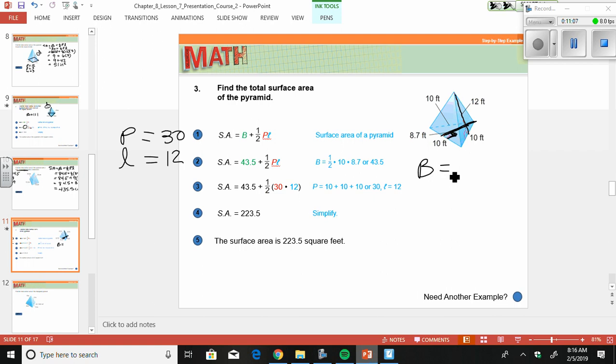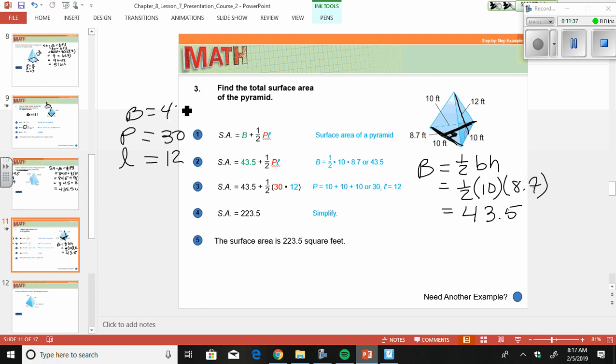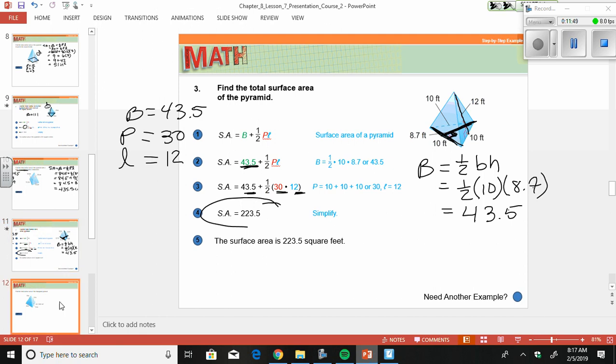So the area of any triangle is 1/2 base times height. So it's 1/2. The base here is 10. The height they gave you here is 8.7. So we plug that into our calculator, and we get 1/2 of 10 is 5 times 8.7, and we get 43.5. So I have a big B of 43.5. And now we can plug it in as they did. So there's the big B, here's our perimeter, here's our lateral height, multiply, and we get 223.5 square feet.